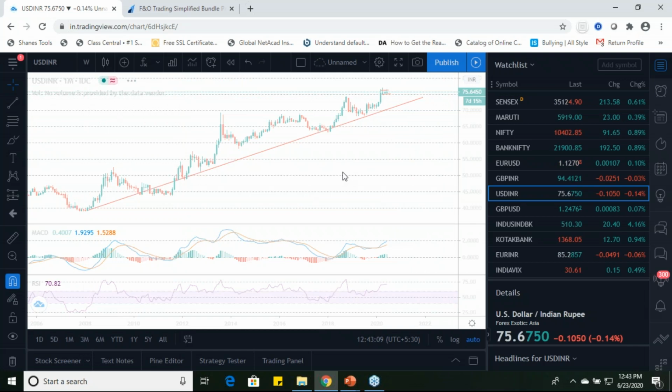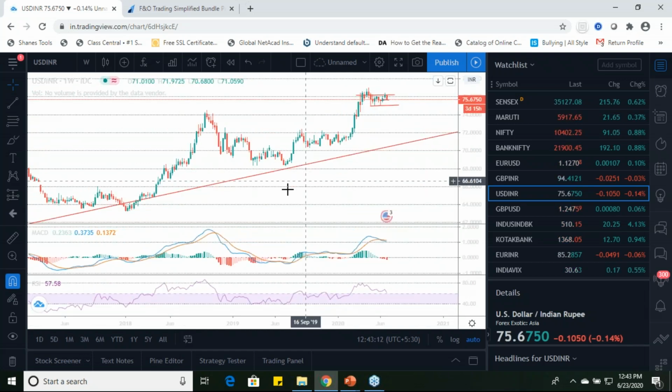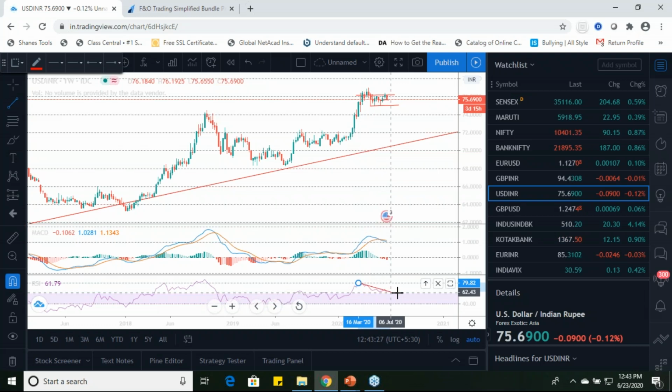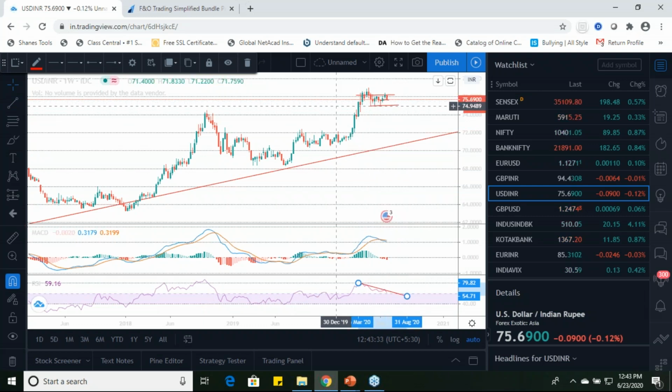Let's see further on a weekly chart as well. The weekly chart says that the currency is consolidating as far as the MACD and the RSI are concerned. There is a breakdown in the trend right now. As far as the line is concerned, we have to wait for the currency to move on the upside. So the currency is a little bit at the support levels, and on this side, it's still consolidating.